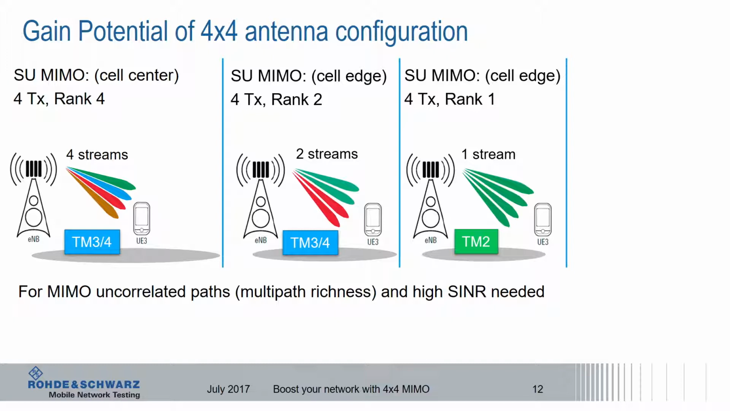If we are going really to the cell edge, far out, we can still use 4 transmitters, but only rank 1. So we are using just 1 stream now, and this is only 1 color visible here. And we use 4 transmit antennas. This is called transmit diversity. You see here also the transmission mode 2, which is transmit diversity. And this has a big impact on cell edge performance.